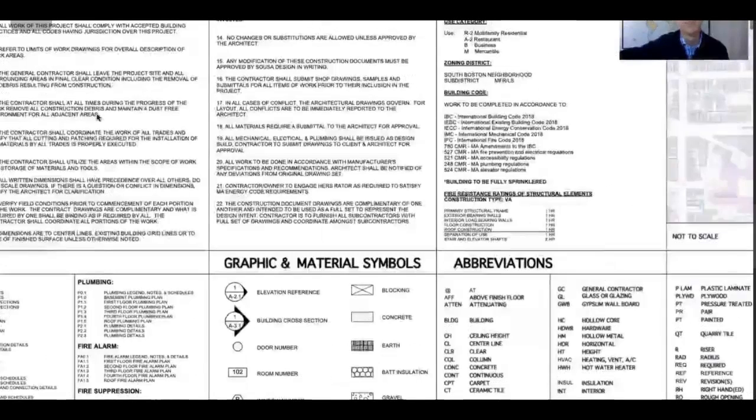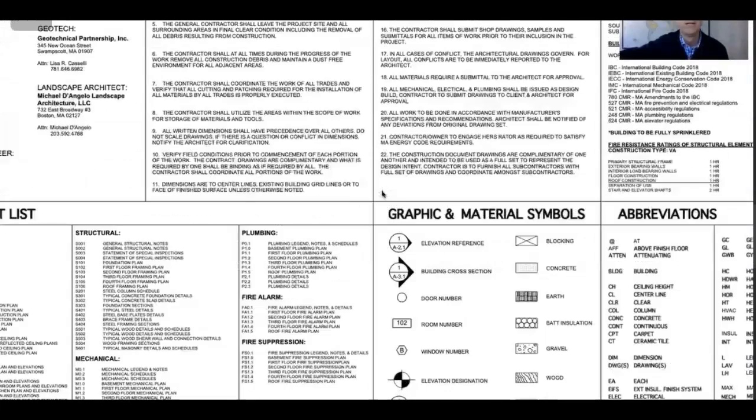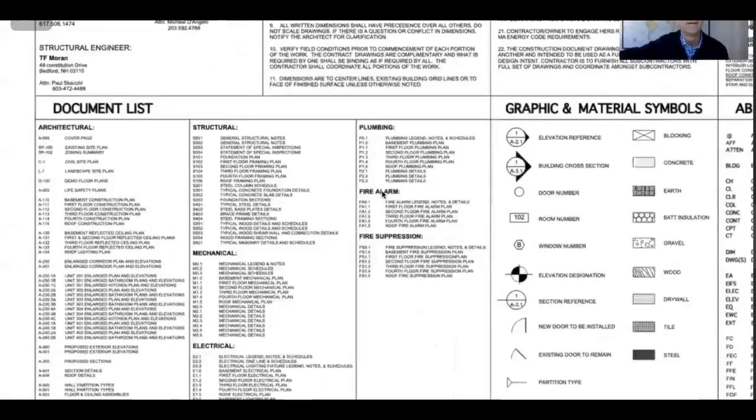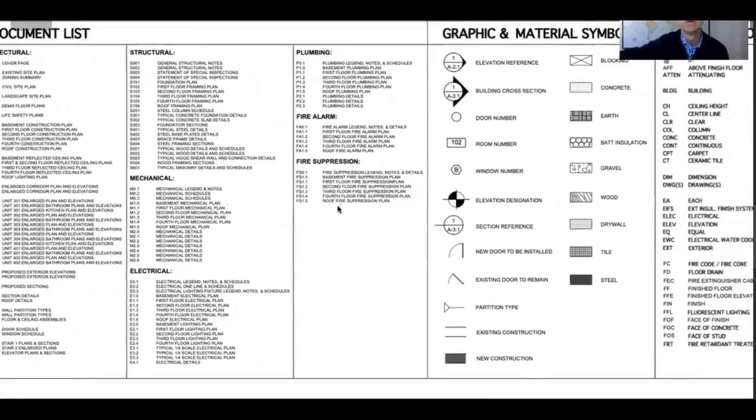So you want to get yourself familiar, read all of the notes on every page, just like you'd read a book. Start from the top left, work your way over and down, look at all the details. Here's a document list that tells you what every page is in terms of the architecturals, how many pages are in each one. The civil, the landscape, the demo, life safety plans, and then all of your architecturals, all of your structurals, all your mechanicals, electricals, and so on.